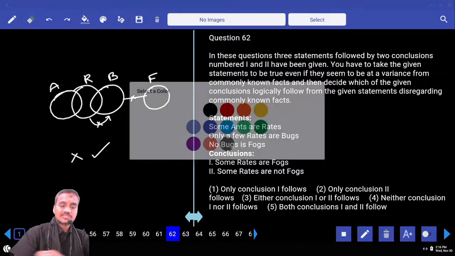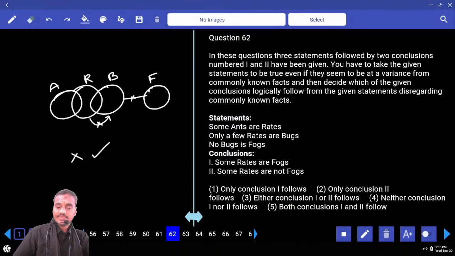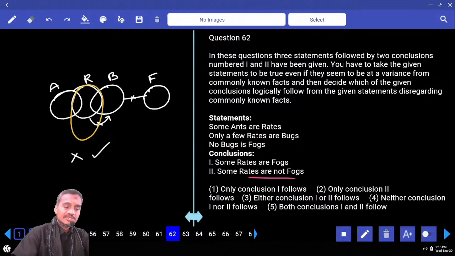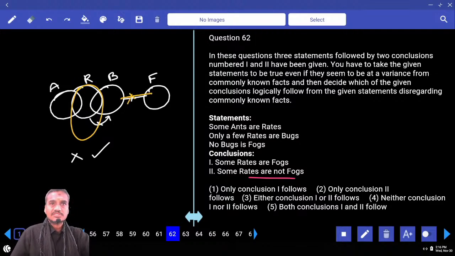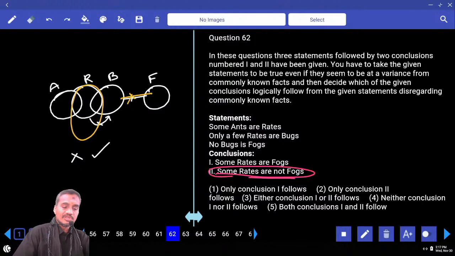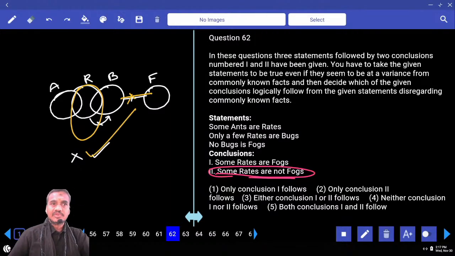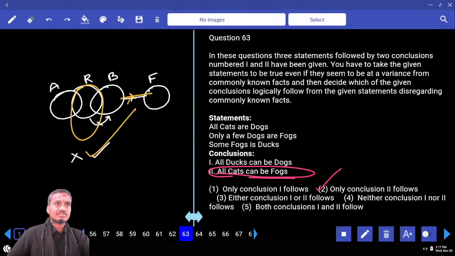To make this one false, we need to prove all rats are fogs. Then this entire rat must be part of this fog. Is it possible to write fog like this? No. If you write fog like this, then no bug is fog will become false. Statement invalid. Alternate diagram cannot be drawn. That means this cannot be false even once, so it will be definitely true forever. And so what is your answer? Only 2, that is choice 2, question number 62.